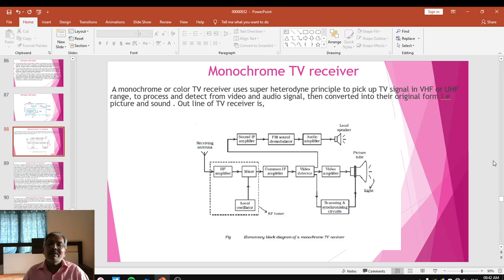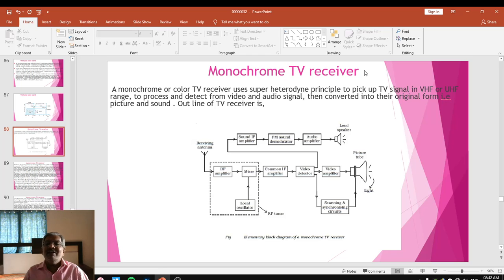Students, today we are proceeding further to study the monochrome television receiver with the help of a block diagram. Monochrome television receiver means it is a black and white television receiver.